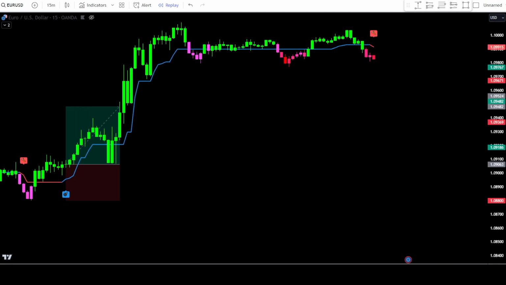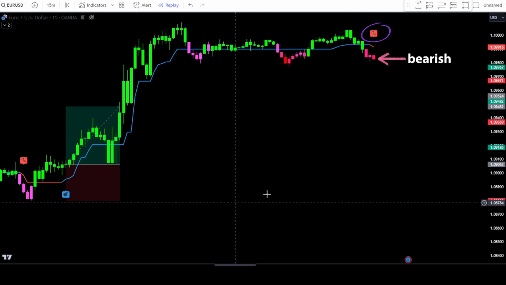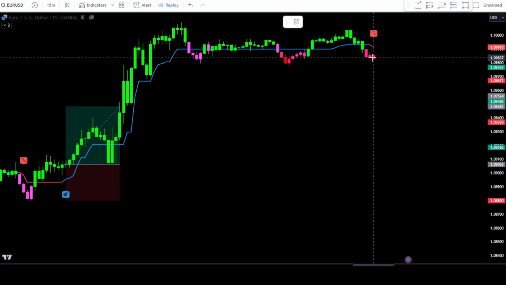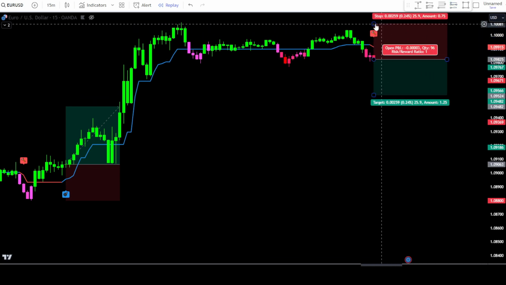Placing a sell order. 1. If the color of the follow line indicator changes from blue to red, it indicates a sell signal. 2. Once the sell signal from the follow line indicator appears, ensure that the current trend is bearish or the candlestick is red. 3. If all conditions are met, you can place a sell order after the bearish candlestick closes.